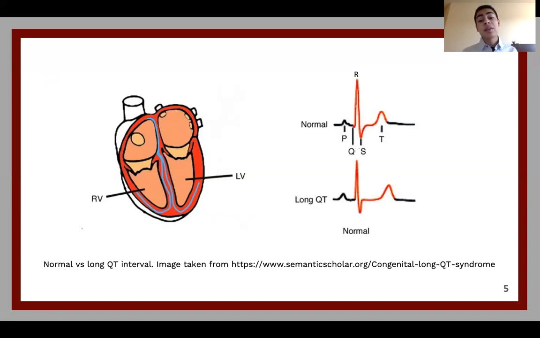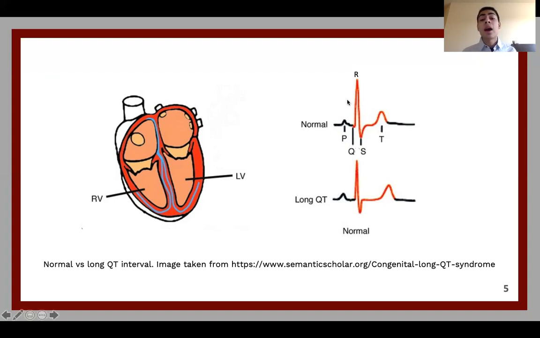And as you can see, a person who has long QT syndrome has a little bit of a longer QT interval. Now, what that means is there was a delay in the repolarization of the bottom two chambers of the heart. That's shown in this left diagram. This is the right ventricle and the left ventricle. If there's a delay in essentially the relaxation of those muscles, then there's going to be an inefficiency in the pumping of blood that could lead to things like sudden cardiac death.